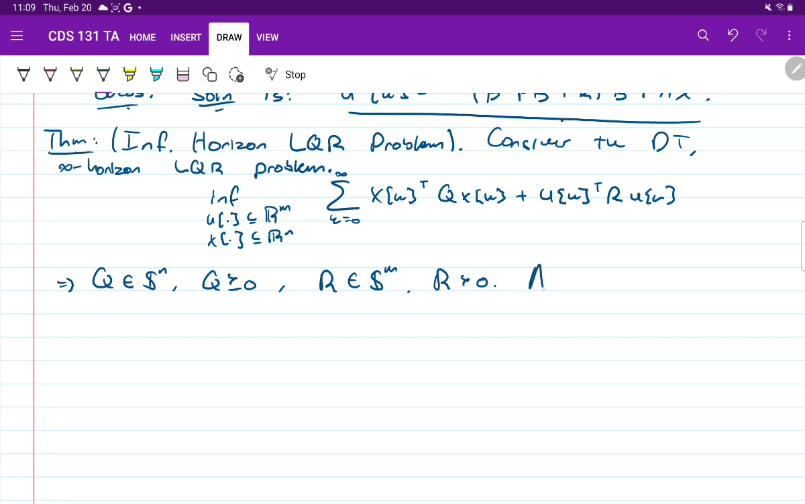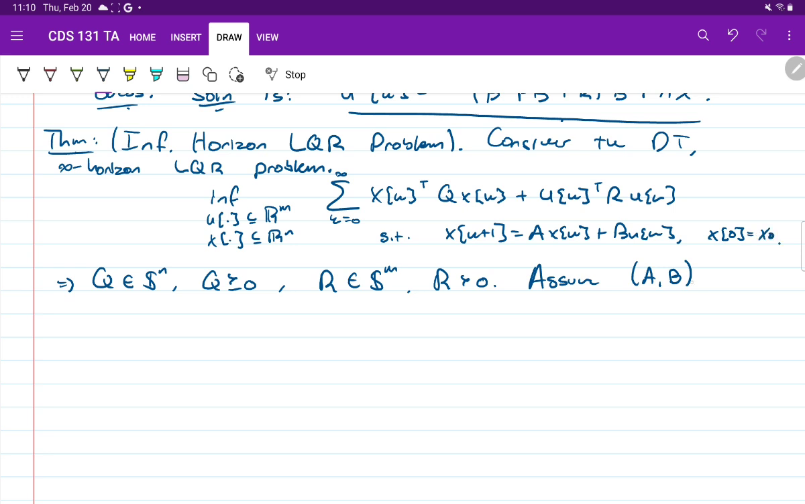So let's assume that (A, B), and I forgot my constraints here: x at k plus 1 equals A x k plus B u k, and x0 equals some x naught.